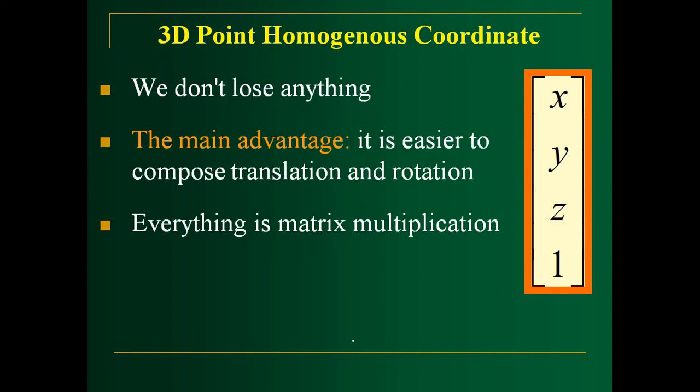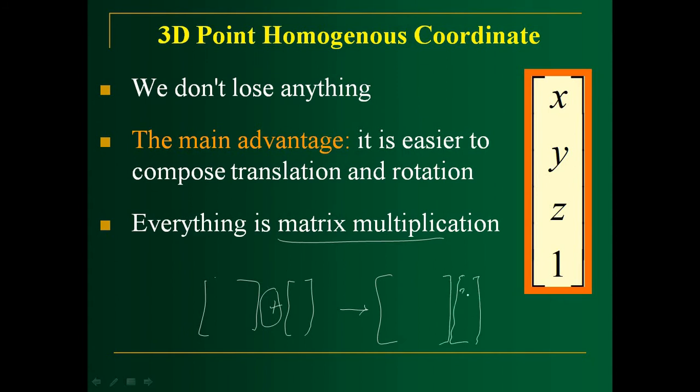Why do we want 3D point homogeneous coordinates? We don't lose anything. The main advantage is that it is easier to compose translation and rotation. Everything is matrix multiplication. This is the best thing. So we don't have to put something like addition here. In homogeneous coordinates, this addition will be cancelled by multiplication. We will have a translation matrix here, and we'll simply have x, y, z, and 1 here.